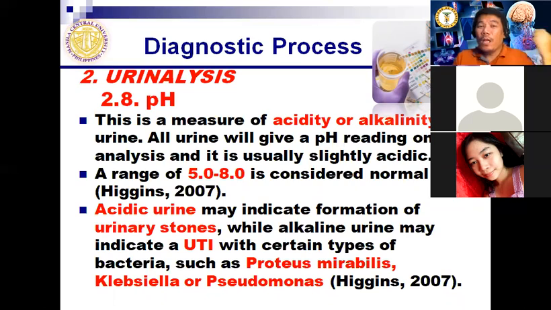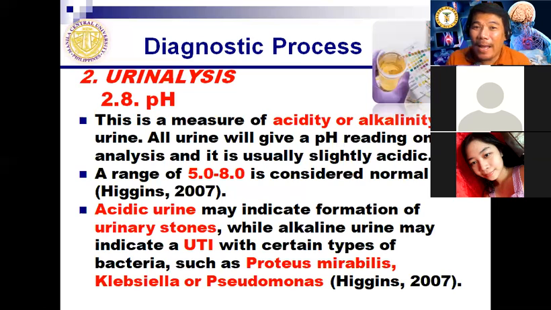Why? Too much acidity of the urine, the acidity level itself, may cause formation of crystals and stones. Okay? Next, too much alkalinity itself may cause dryness of the tissues. And if there is too much dryness of the tissues, the integrity of the tissues could be at risk for the synthesis of microorganisms. And this could be Proteus mirabilis, Klebsiella, Pseudomonas.